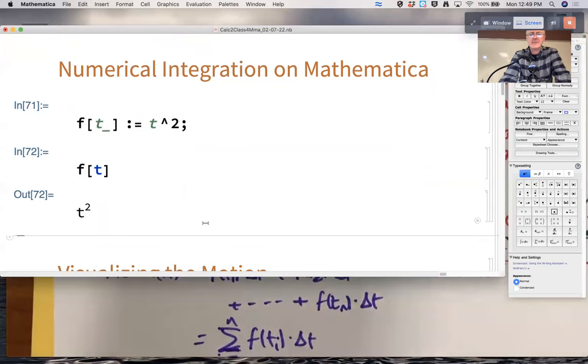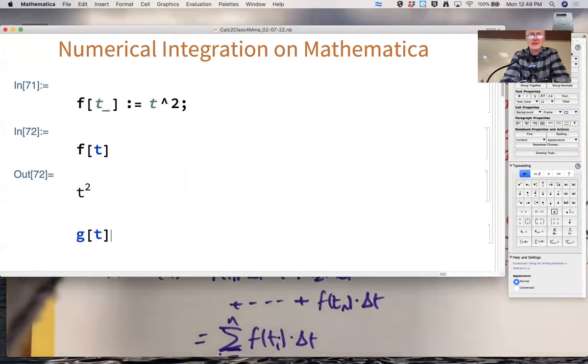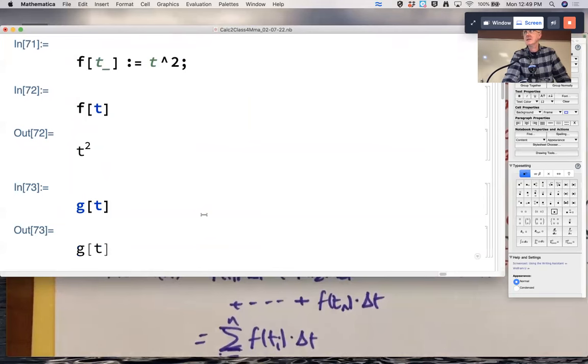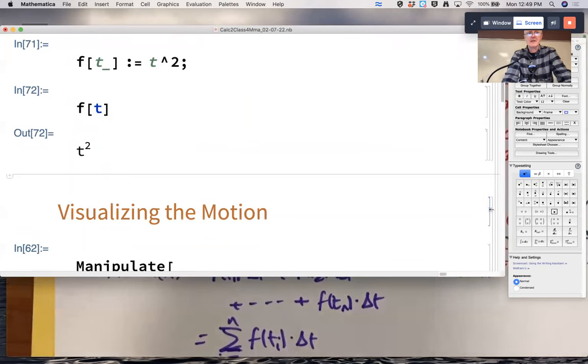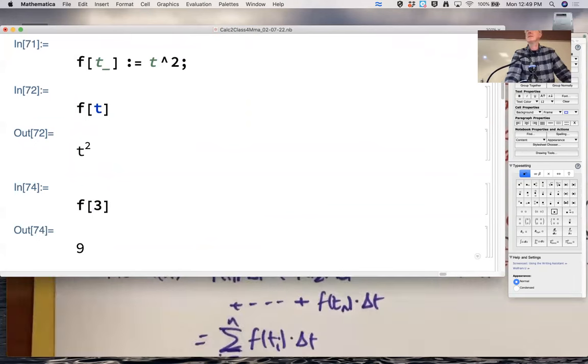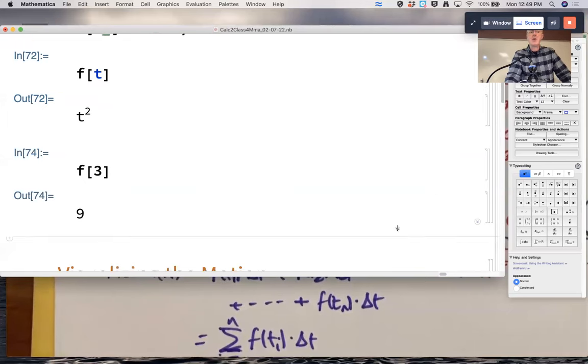I don't think I've defined a function g of t. If I type g of t, it just says g of t because I haven't defined g of t. I can evaluate f at numbers: f of 3 is 9, 3 squared. And now I can program these left and right hand sums. How?